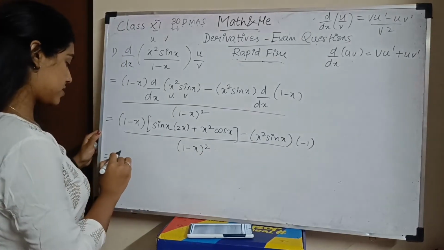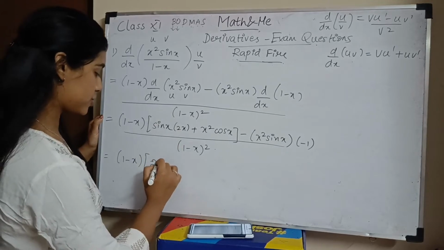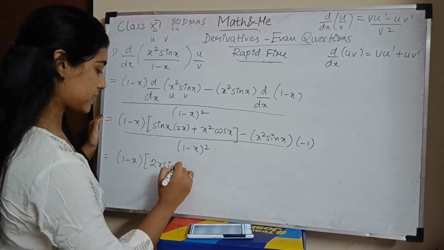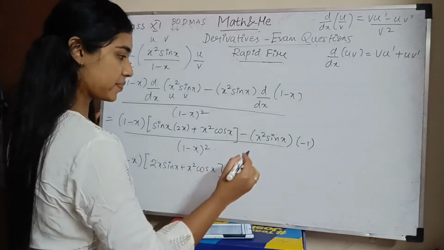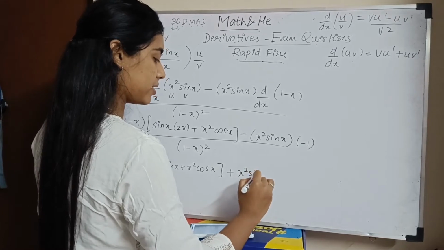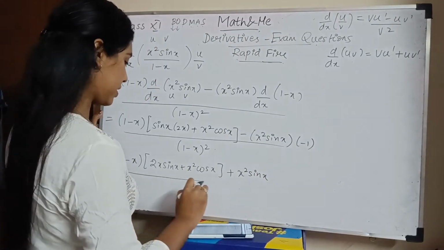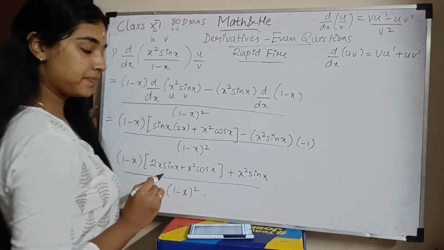So what is your final answer? You can multiply inside or you can just leave it like that. So it is 2x sin x plus x square cos x, minus into minus plus. So plus x square sin x divided by 1 minus x the whole square. Clear?